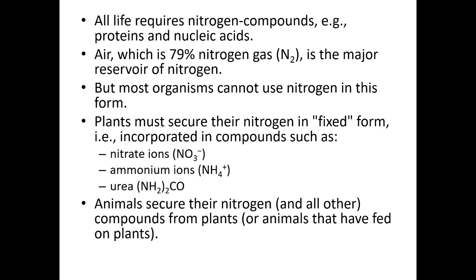Plants utilize nitrogen in fixed form, that is, incorporated inside a compound, like the nitrate ion form in a compound, the ammonium ion form in a compound, or in the form of urea. Animals procure their nitrogen from plants, directly or indirectly.